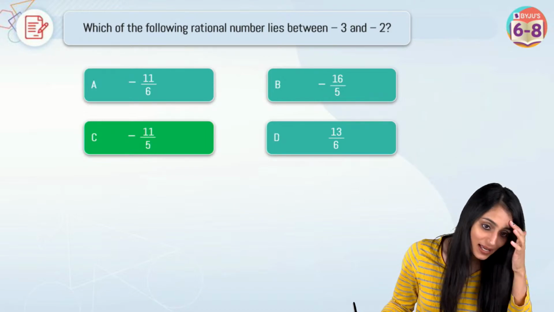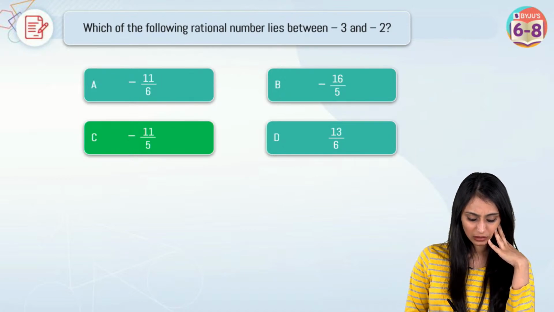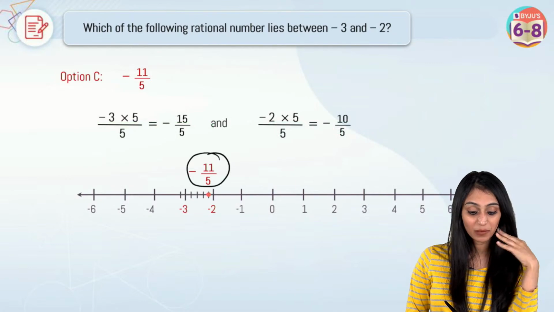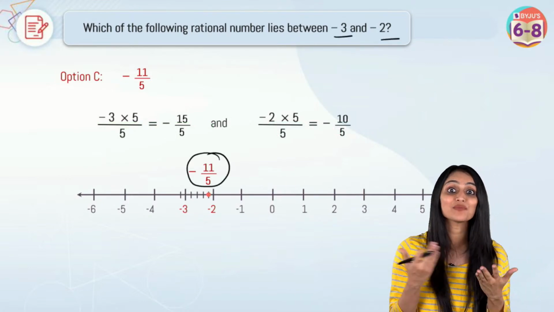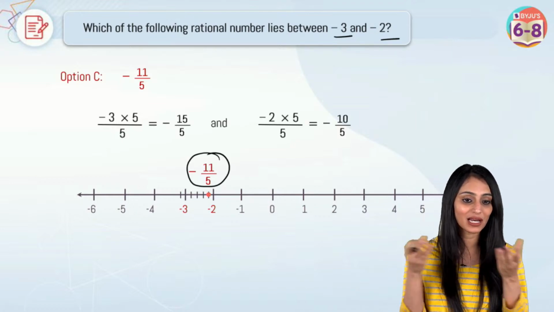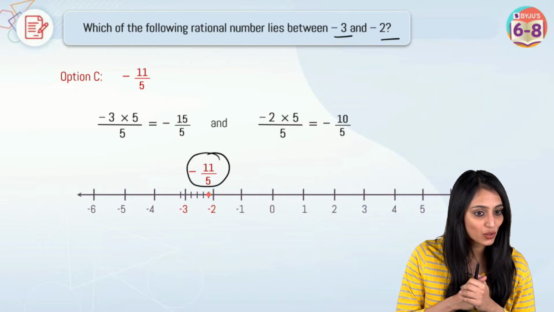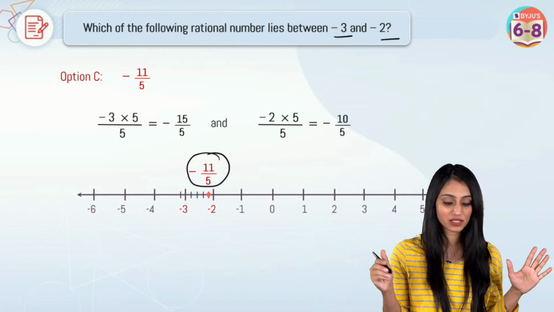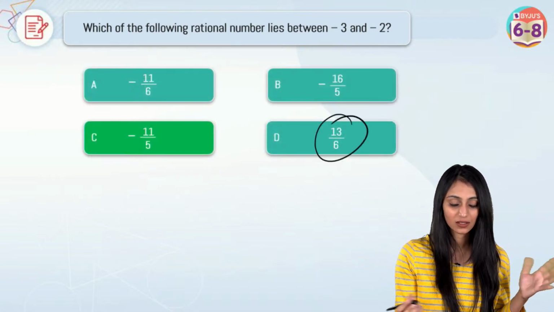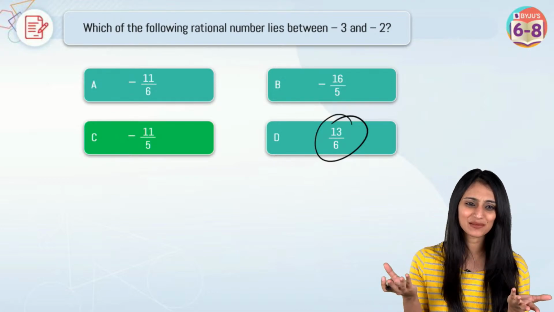Yes, Paras Gaming. Why not D? 13 by 6. How can 13 by 6 lie in between them? They both are negative. 13 by 6 is positive. How can a positive number lie in between these two negative numbers? I hope I have answered your question, Paras and Papaya. I have explained option D. Option D is a positive one. That was very simple to guess.